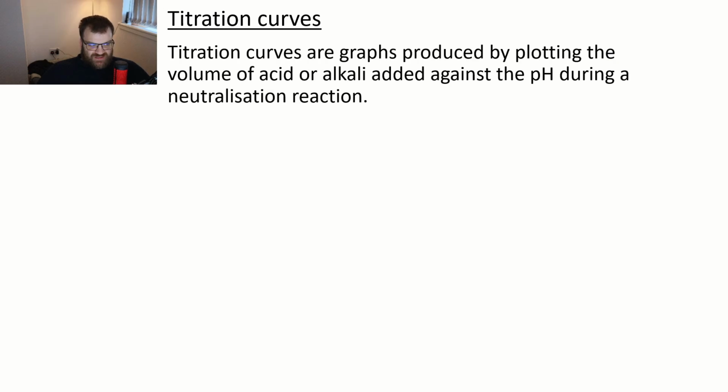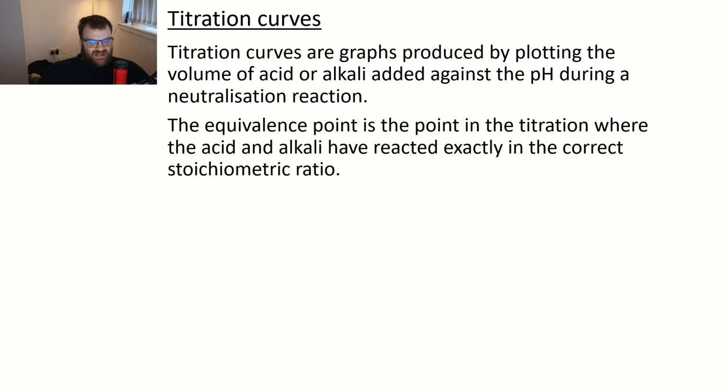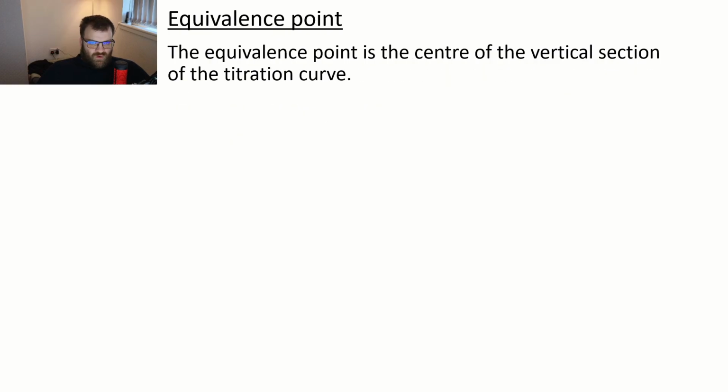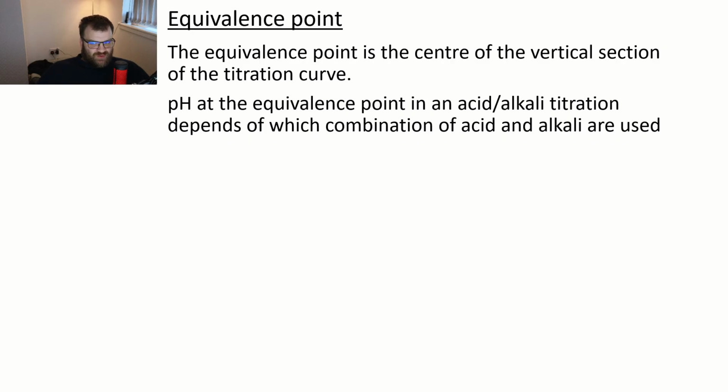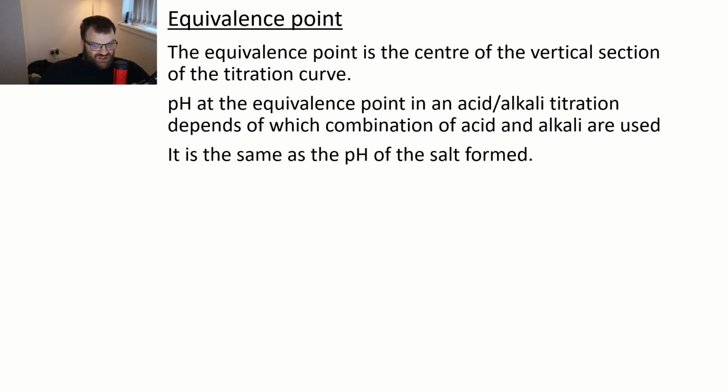Titration curves are graphs that are plotted by adding an acid or a base during a titration and measuring the pH as it's added. At the point where the acid and alkali have reacted exactly is described as being the equivalence point. On the graphs, how you recognise it, it's the centre of the vertical section of the curve, and then the pH of that equivalence point in a titration depends on which acids and alkalis you use. Goes back to the salt that's produced.